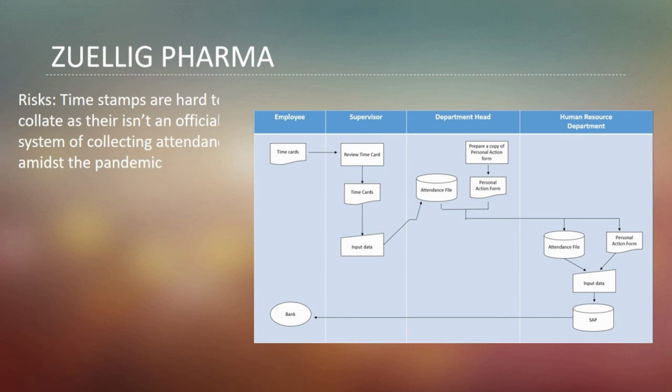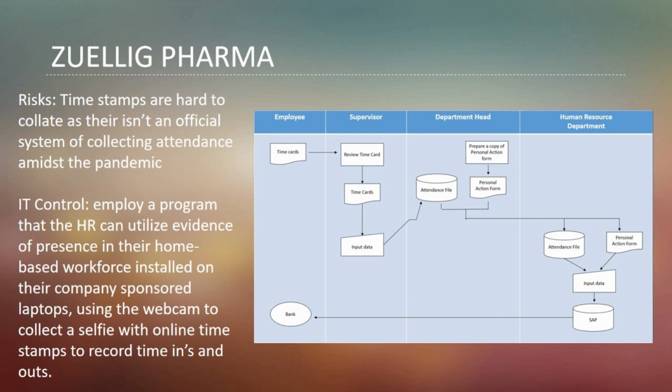The first risk would be that timestamps are hard to collate, as there is an unofficial system of collecting attendance amidst the pandemic. To control this risk, the company shall employ a program that HR can utilize for evidence of presence in their home-based workforce, installed on their company-sponsored laptops, using the webcam to collect a selfie with online timestamps to record time ins and outs.